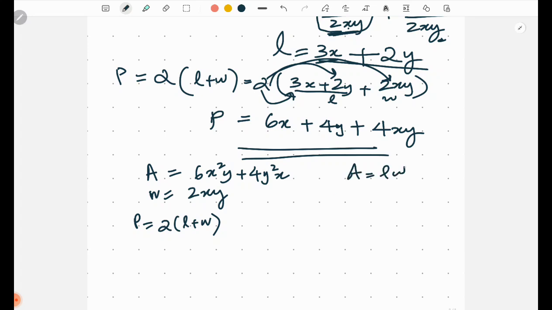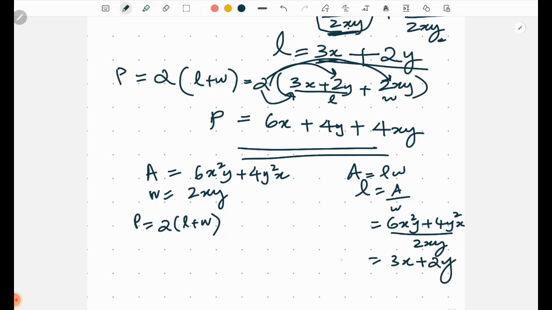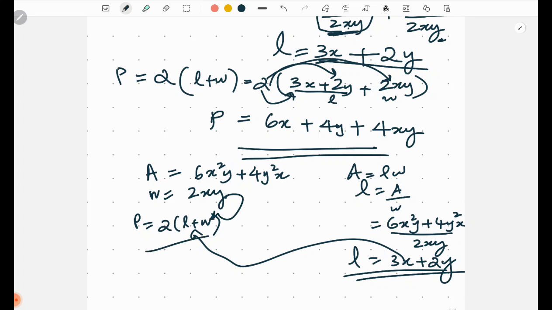Use A is equal to LW, so L is equal to A by W. That is (6x²y + 4y²x) by 2xy. Term by term division gives 3x plus 2y. That is L. Just substitute L and W here and use the distributive law to open the brackets. That gives the perimeter of the rectangle.